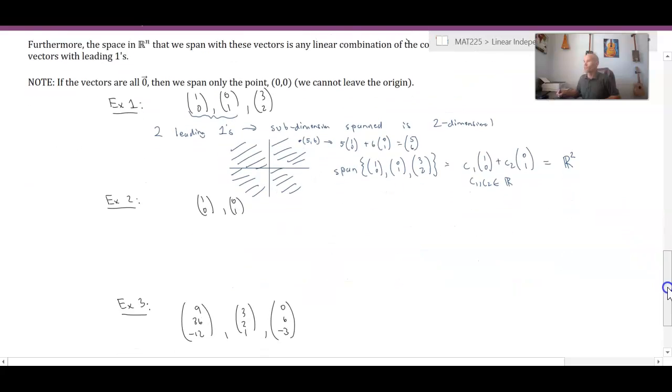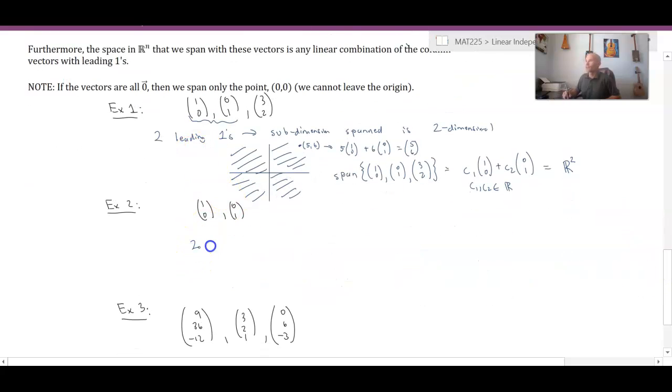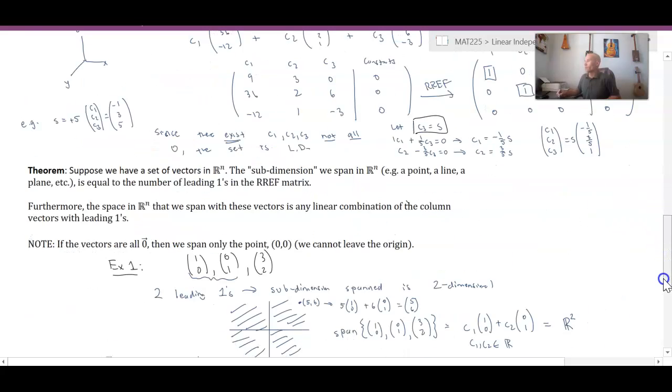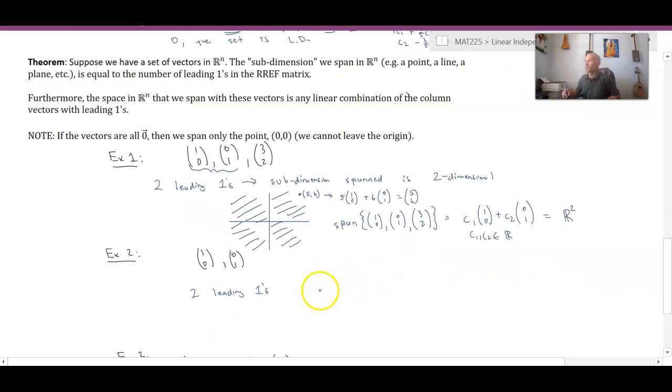Now, a similar process holds down here. In fact, there's nothing new. This also had two leading ones in our reduced matrix. We got that right here. And it just so happens that in this case, since it's the 1, 0, and 0, 1 vector, the original two columns are the 1, 0, and 0, 1 vectors. So once again, just with these two vectors, that allows me to get to anywhere in 2 dimensions that I want.